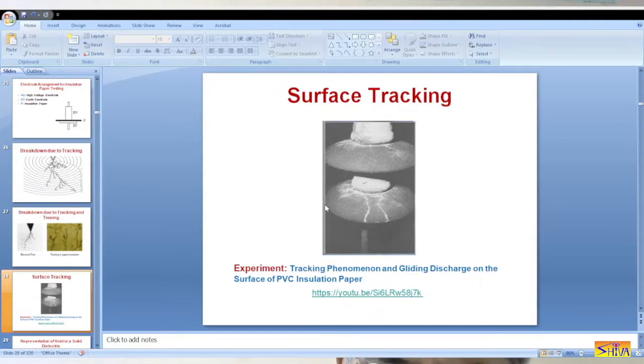You can get a better idea about this tracking phenomenon and gliding discharge through this experiment. The experiment is tracking phenomenon and gliding discharge on the surface of PVC insulation paper. I have uploaded a video showing this experiment. This is the link for the video. You can get a better idea about the tracking phenomenon and gliding discharge on the surface of PVC insulation paper through this experiment.